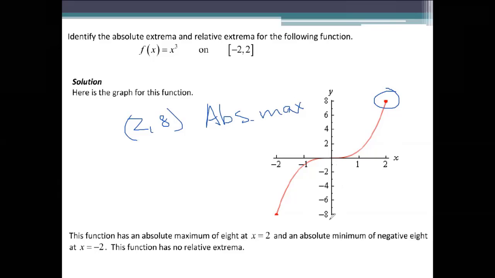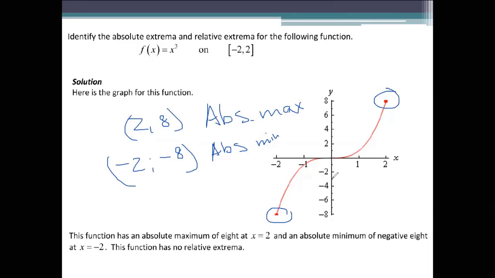And we have an absolute minimum point also. This point, yeah? So it is minus 2 and minus 8. This is the absolute minimum point. But this function has no relative extrema. We cannot say we have relative extrema in our function. We have just the absolute maximum, 2 and 8, and the absolute minimum, minus 2 and minus 8.